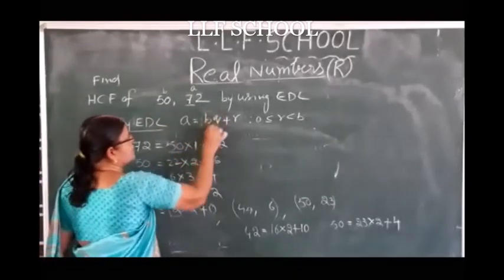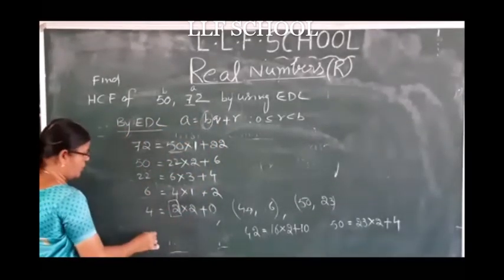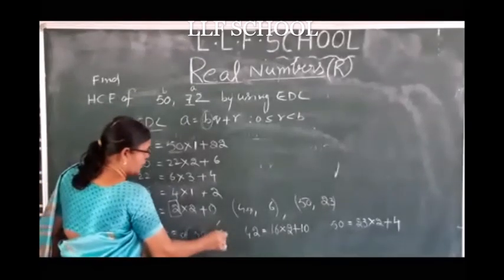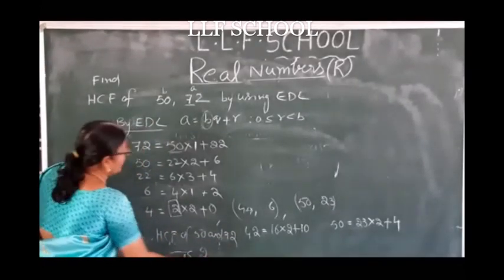In EDL, when the remainder is 0, this B place value is the HCF of the two numbers. Therefore, HCF of 50 and 72 is 2 only.